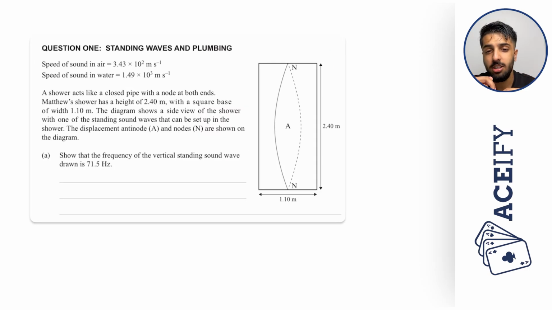A shower acts as a closed pipe with nodes at both ends. Matthew's shower has a height of 2.4 meters with a square base of width 1.1 meters. The diagram shows the side view of the shower with one standing wave that can be set up in the shower. The displacement antinodes and nodes are shown in the diagram. Show that the frequency of the vertical standing wave is 71.5 Hz.